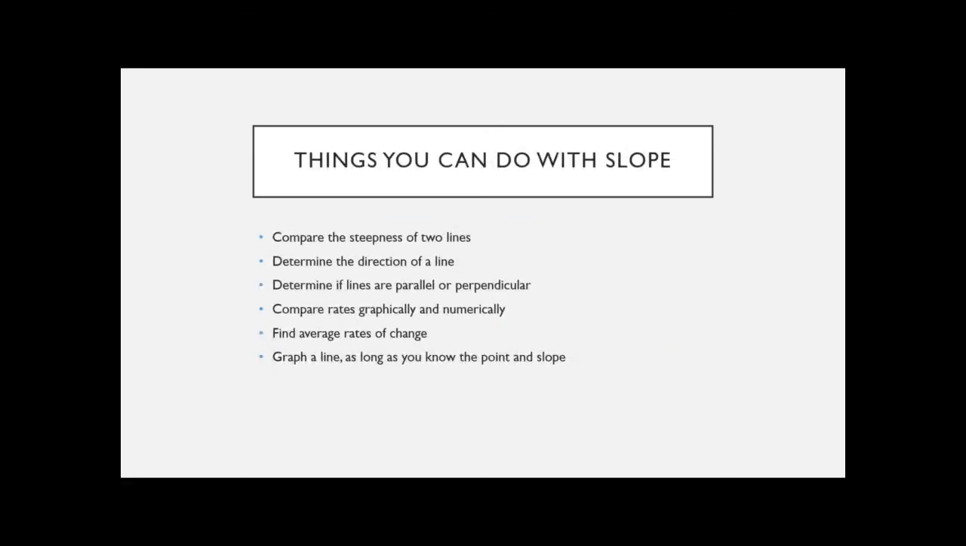So, things you can do with slope. You can compare the steepness of two lines, because you just compare their slopes. You can determine the direction of a line, whether it's going up or down. You can determine if two lines are parallel or perpendicular. You can compare rates graphically and numerically. So you can compare salaries and things like that by graphing them. Or, if you don't have an equation, you can graph the data and get a slope from there. You can find average rates of change, and you can graph a line as long as you know what the point and the slope are, without having to figure out individual points. You just need one point and the slope and you can graph everything from there.